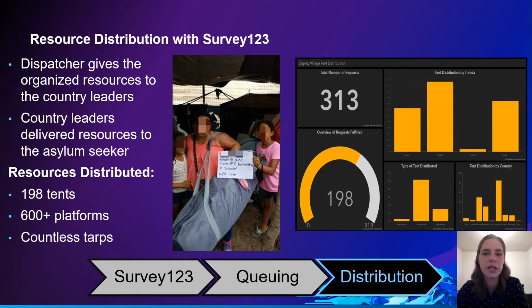After the dispatchers organized the requests by country, the country leader would then come pick up the resources and deliver them to the respective asylum seeker. With this process, we were able to distribute 198 tents over 600 platforms and countless tarps. We then put all that information in a dashboard that was shared with all the various NGOs who were a part of this project. This significantly eased tensions among NGOs because now we were all on the same page and everyone had the same information.